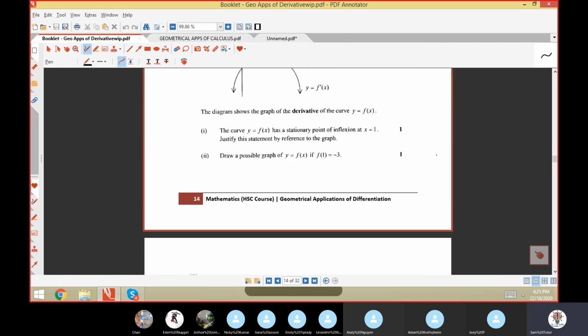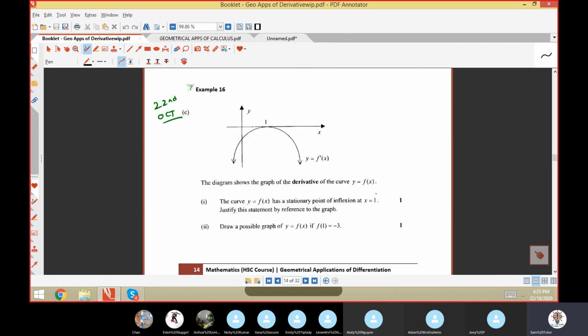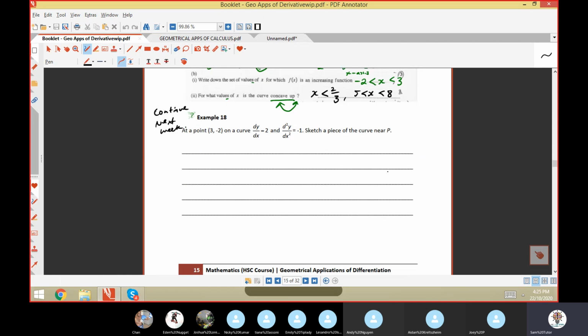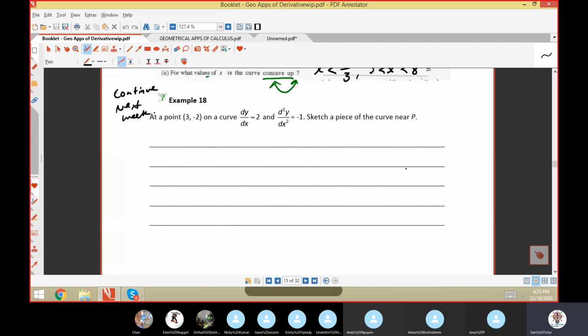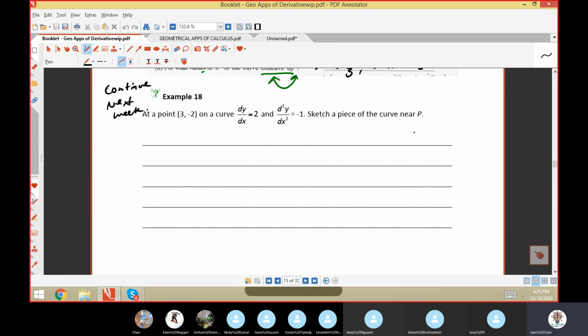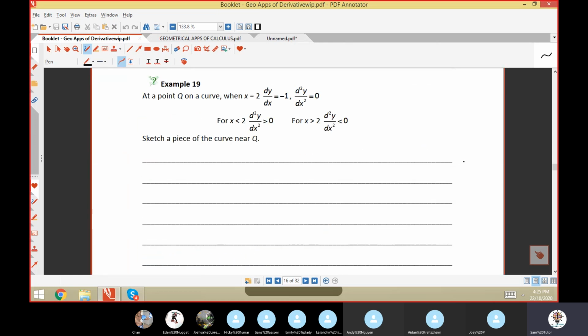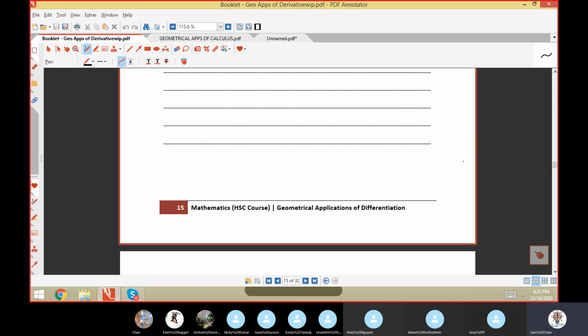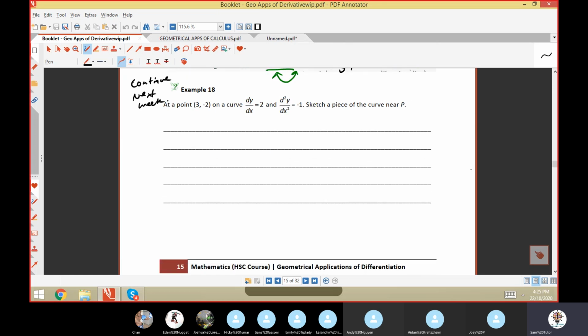So continue from here. So we said this 22nd October. Let me just see what we've got left. This isn't part of the max min problems that I was talking about last week. That's going to be hard. This is just something we said we're going to continue from this week. So page 15. Have a quick read. Maybe think about it.